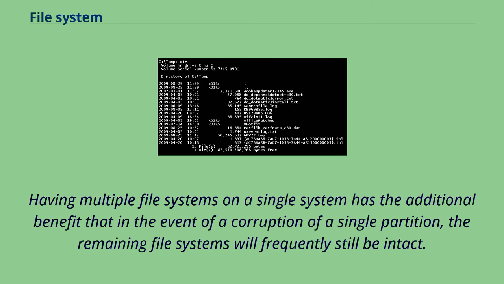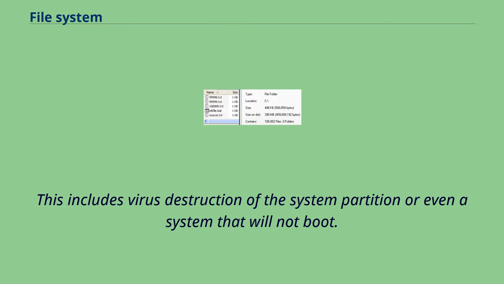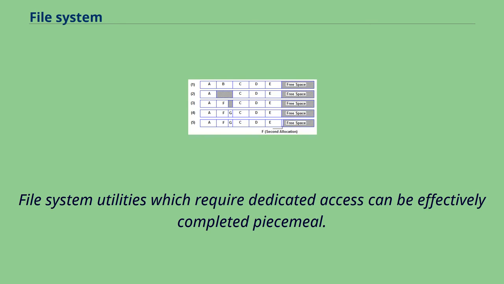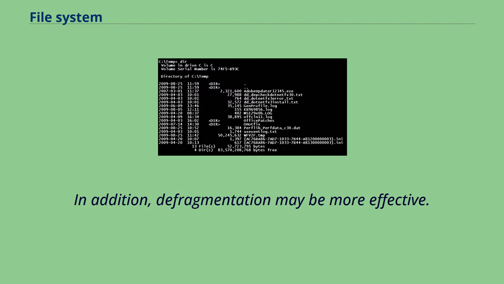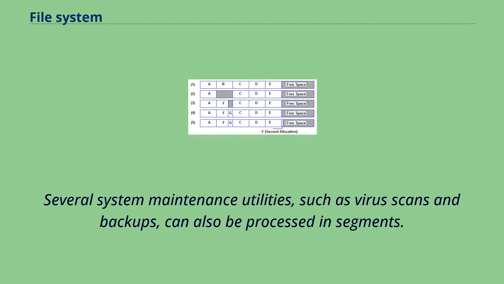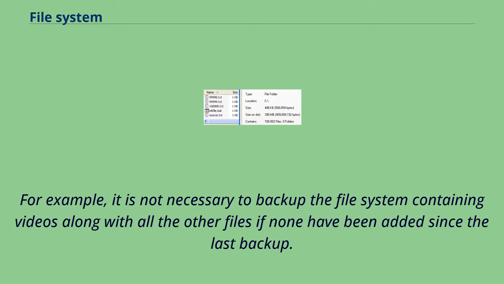Having multiple file systems on a single system has the additional benefit that in the event of a corruption of a single partition, the remaining file systems will frequently still be intact. This includes virus destruction of the system partition or even a system that will not boot. File system utilities which require dedicated access can be effectively completed piecemeal. In addition, defragmentation may be more effective. Several system maintenance utilities, such as virus scans and backups, can also be processed in segments. For example, it is not necessary to back up the file system containing videos along with all the other files if none have been added since the last backup.